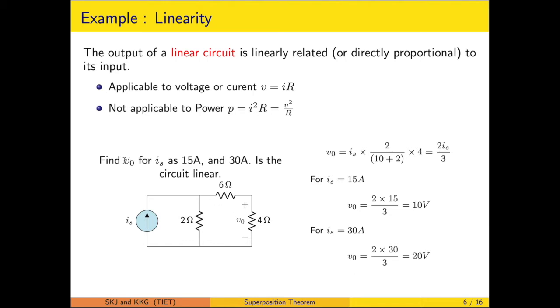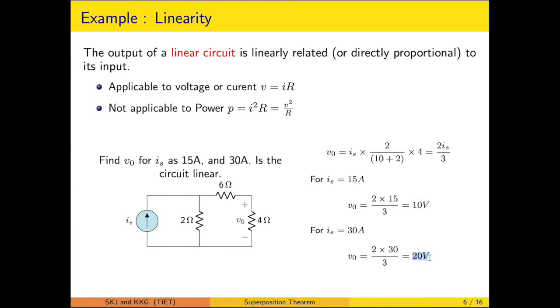Let's take this example: find V0 for input currents of 15 ampere and 30 ampere and validate whether the circuit is linear or not. You can see a parallel arrangement of resistors supplied by a source. So you can easily find the current through the desired resistance. That current is multiplied by the resistance, which gives you the output voltage relationship. For the given problem, it is 2 Is upon 3. For Is equal to 15 ampere, the output voltage comes out to be 10 volt. When the input is 30, the output voltage is 20.